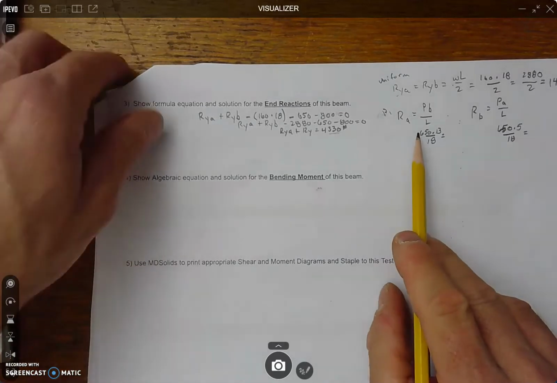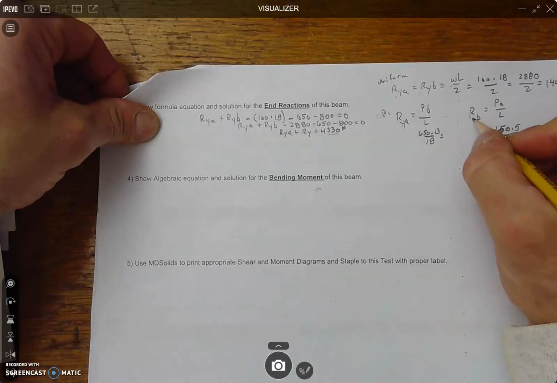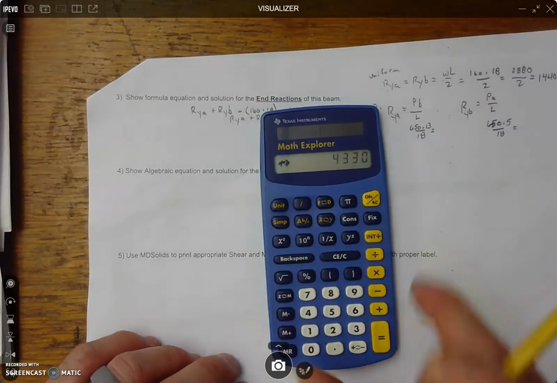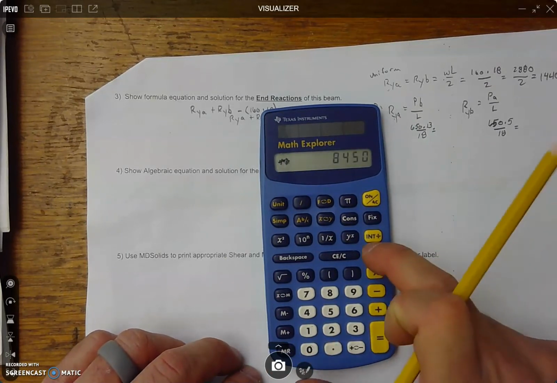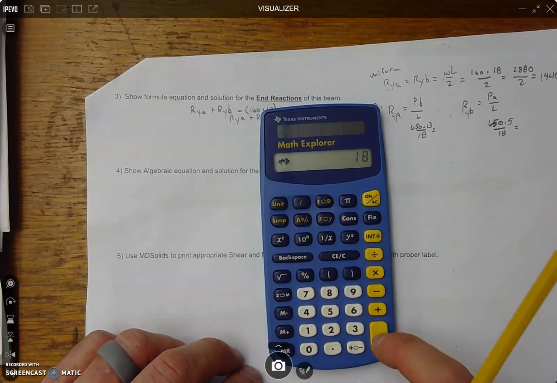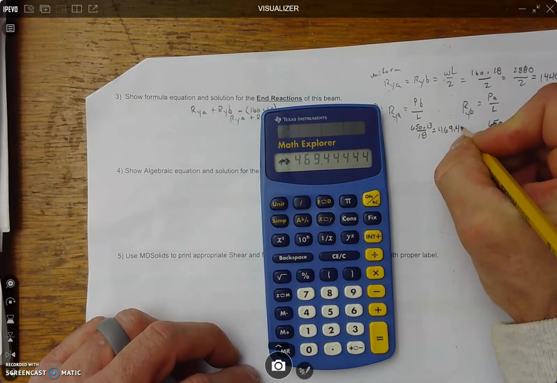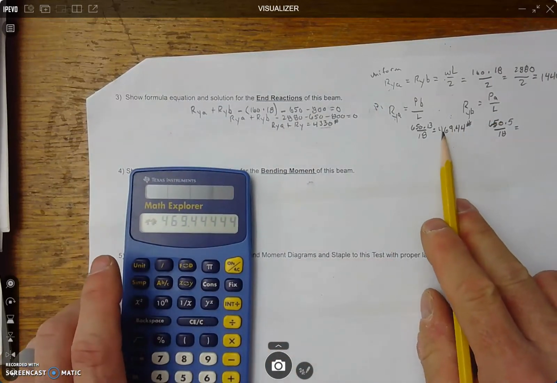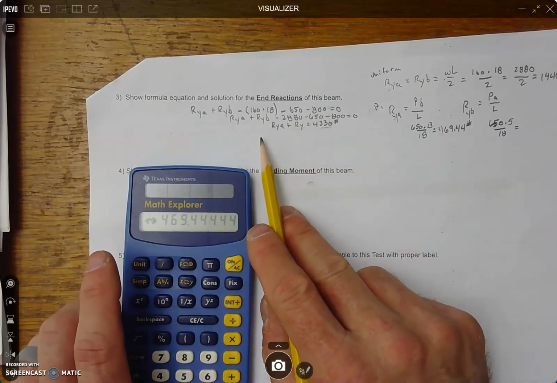So the load on the A side, the load on RYA from this load is going to be this answer right here. So I'm going to go ahead and do that. 650 times 13 equals, divided by 18. So we get 469.44 pounds. So of our 650 pounds, 469.44 of them are going to be carried by RYA's reactionary force.